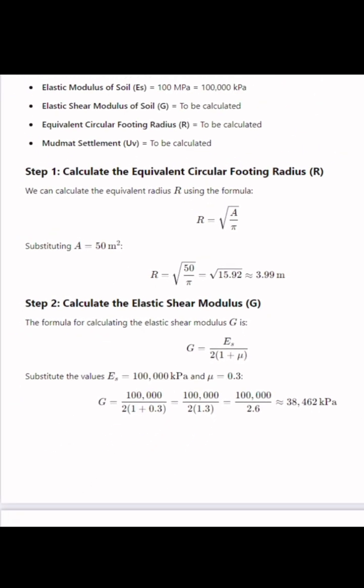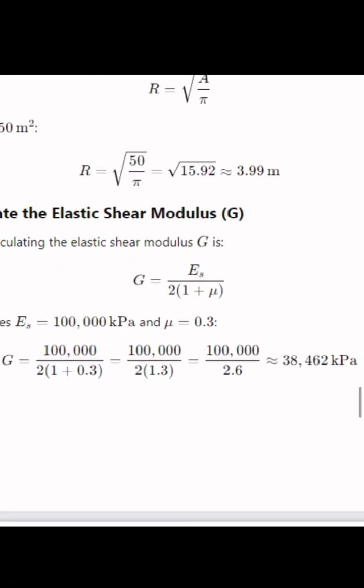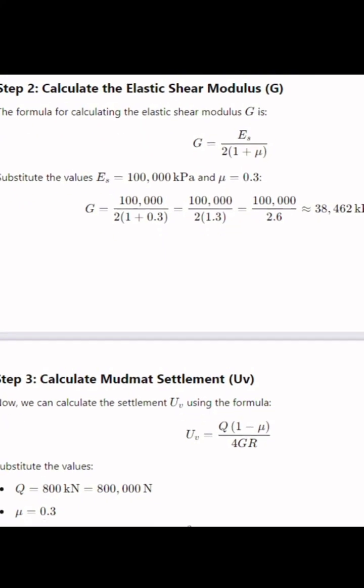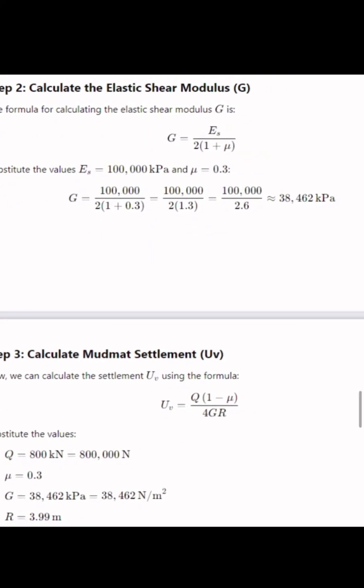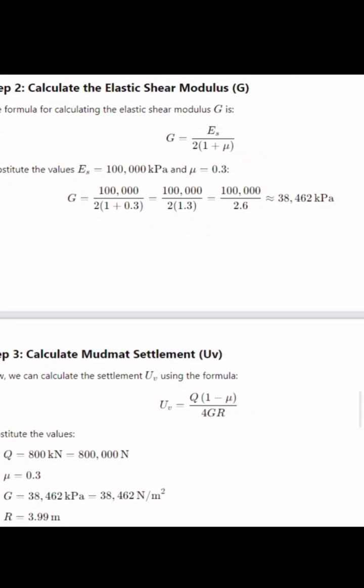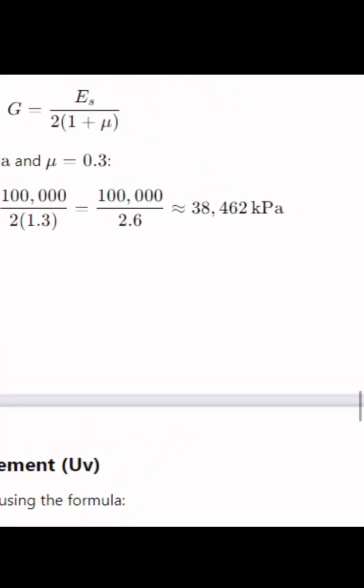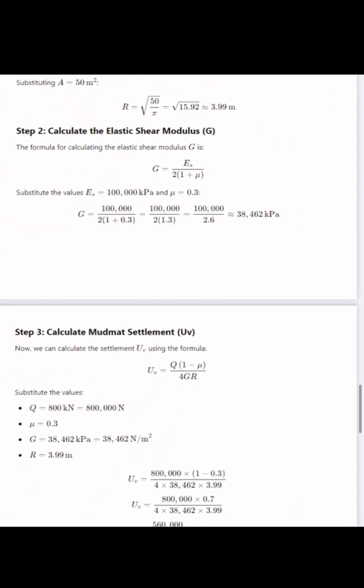Substituting A equal to 50 square meters, R equal to 3.99 meter. Calculate the elastic shear modulus. We can calculate the elastic shear modulus, the relation between ES and Poisson ratio and G. We could calculate the shear modulus. Elastic shear modulus is 38,462 kPa.